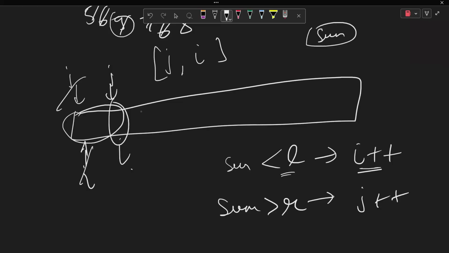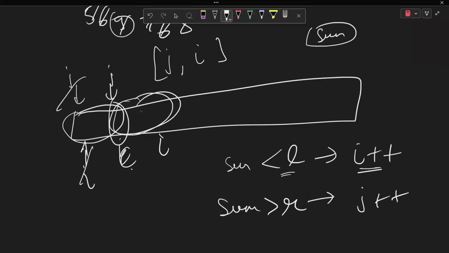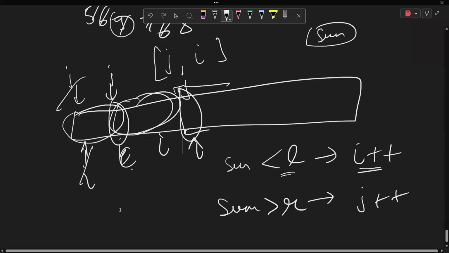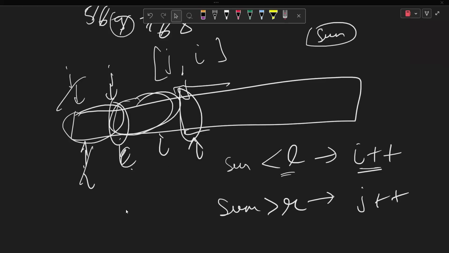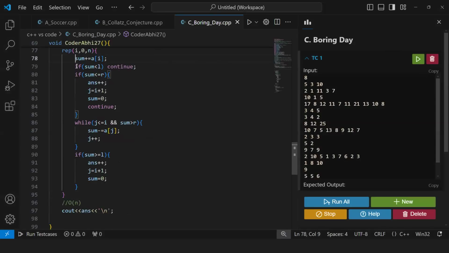And once this sum is in the range from L to R, if we get some i and j which is in the range from L to R, we would add that to our answer. We would add a plus one to our answer and reset both i and j to the next i plus one value. So from here, we would again start. So these are the three things I'm doing. You can see from the code also that thing only I'm doing.